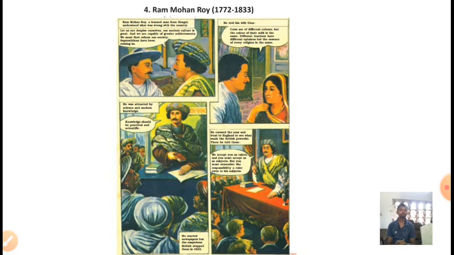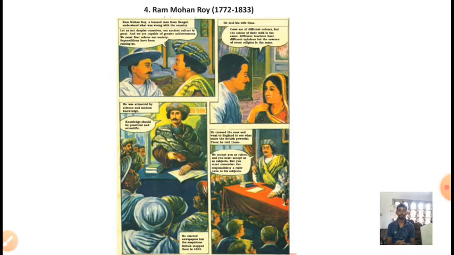Sati means, suppose a husband and wife are there, if the husband dies, at the same time when the husband is burned, the wife also has to be burned together. She also has to die. That is the Sati system. And this was one of the evil practices. Social evil practice was practiced during that ancient India.